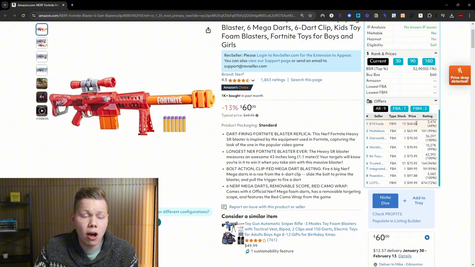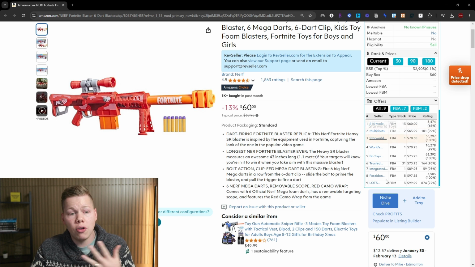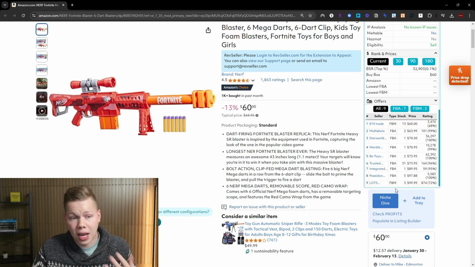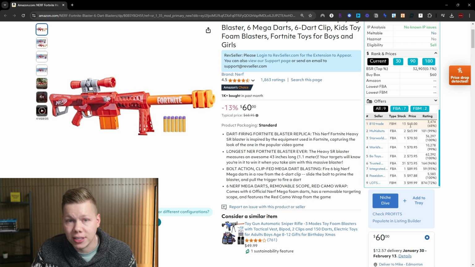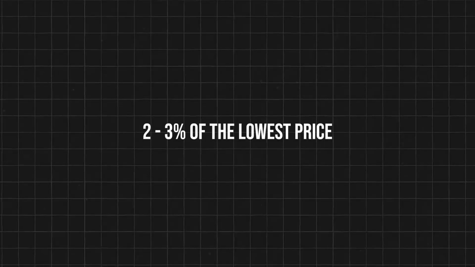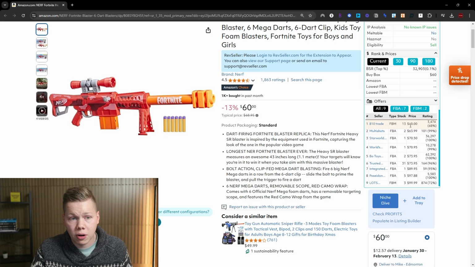In this offers section, it shows us all the people currently selling it, what type of seller they are, FBM or FBA, how much stock inventory they have, how many units they have, and what price they're currently selling at. General rule of thumb, you want to be within about 2 to 3% of the lowest price or the buy box price.